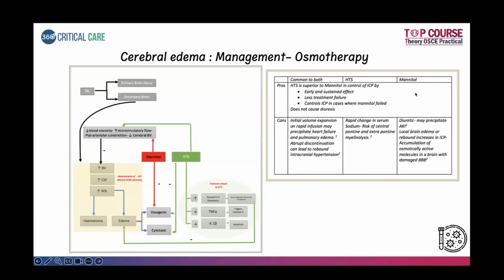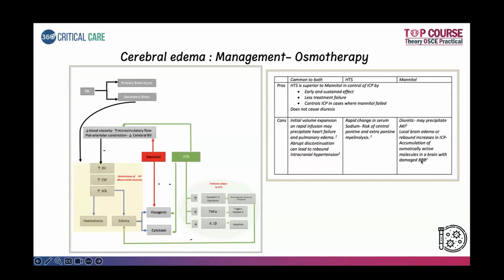Theoretically, it is better than mannitol, but as I said, there is no large-scale trial to compare head-on both of them. Now, what are the cons? If you use hypertonic saline, there are rapid changes of serum sodium. There is risk of central pontine and extrapontine myelinolysis, which is a potential practical risk. But there are many cons with mannitol. What happens with the diuretic? It can precipitate AKI because of dehydration. There may be local brain edema or rebound increase in ICP due to the accumulation of osmotically active molecules in the brain where the blood-brain barrier is disrupted.